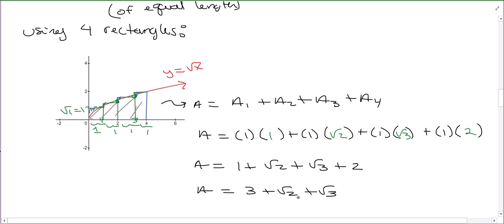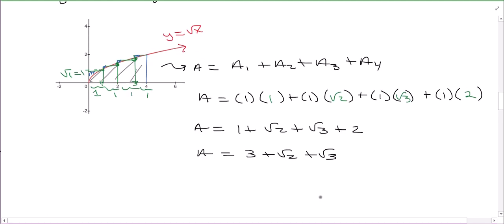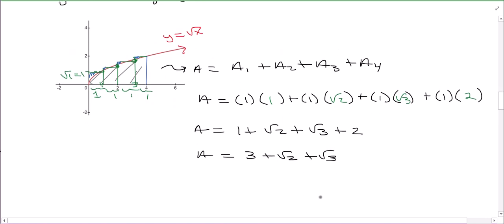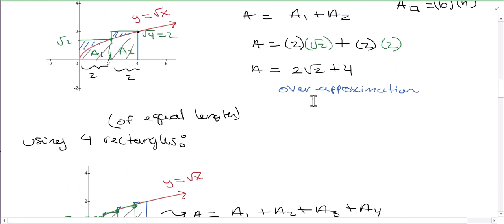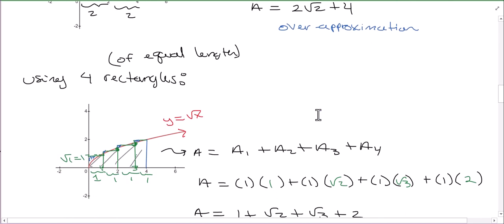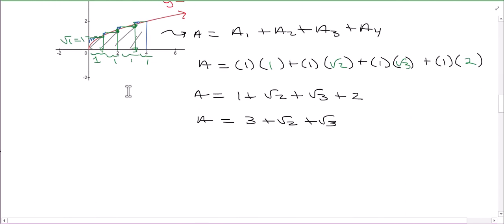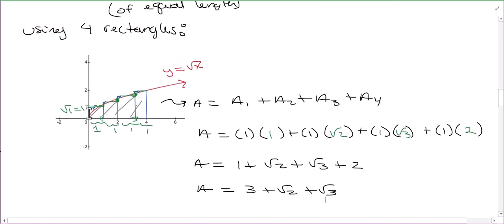These are not like terms, so don't make the algebra mistake of saying, oh, that's the square root of 5. You cannot add the insides. So we can just leave it like that. But notice that our over approximation got a lot smaller now. And so this is the idea. So what if I do it with 8 rectangles? What do you think is going to happen? Right, it's going to get even smaller and smaller and smaller.